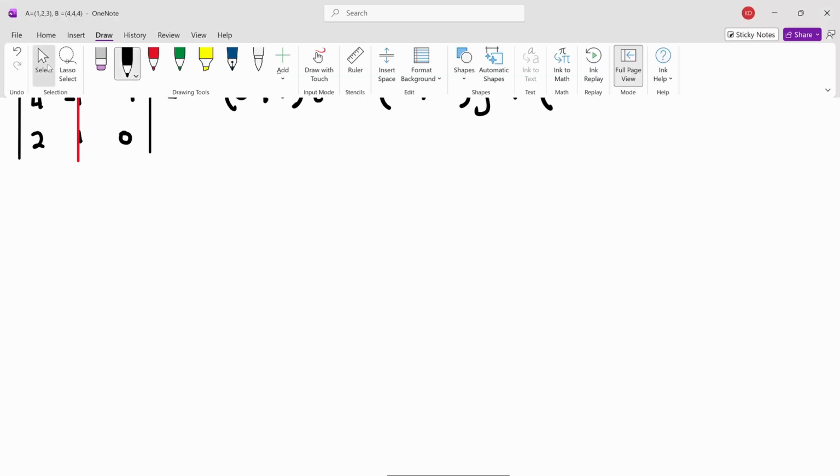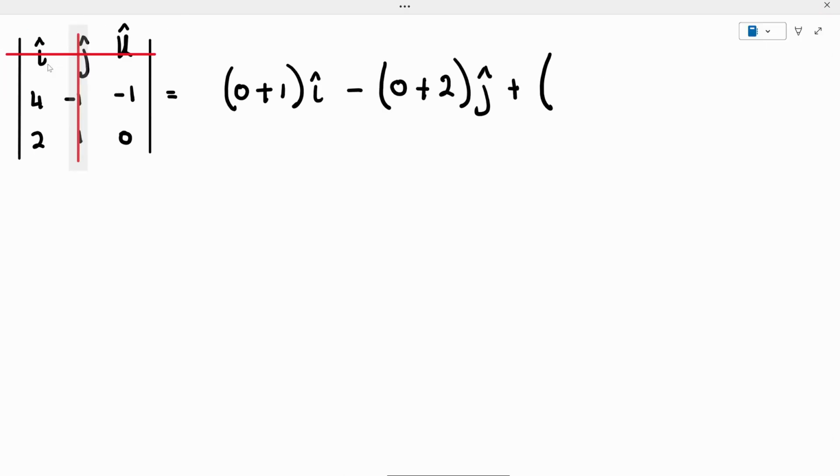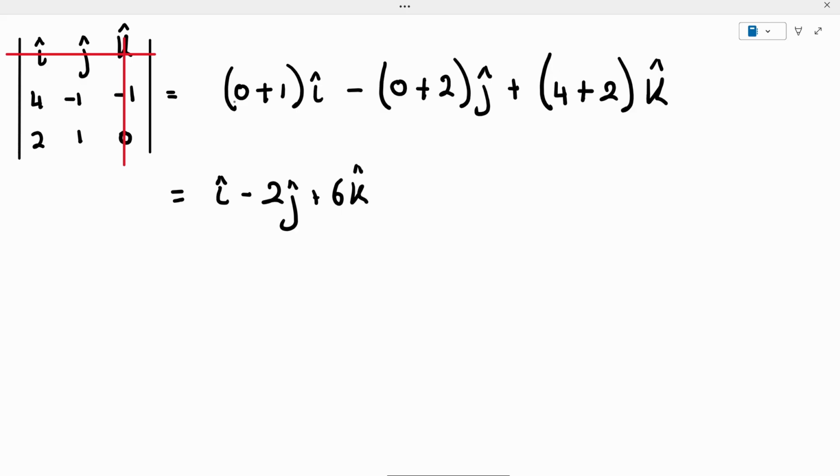And we shift over to the third column. Right, so I have 4 times 1, which is 4, minus 1 times 2, which is minus 2. That'll change to a plus K. So my normal vector is I minus 2J plus 6K. Right?